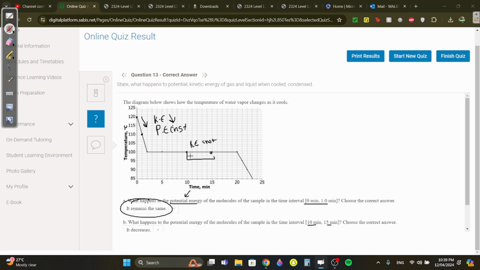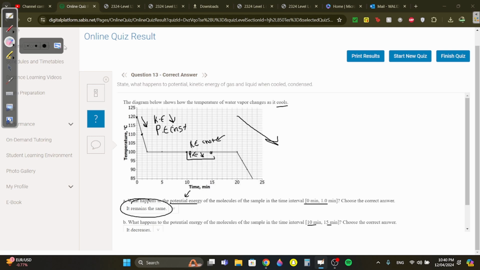However, the potential energy will change. But are we going down or up? We're going down. It's a cooling curve, so obviously potential energy will decrease. Why? Because kinetic energy didn't change, but we have to change one of them. So potential energy will be the one changing.